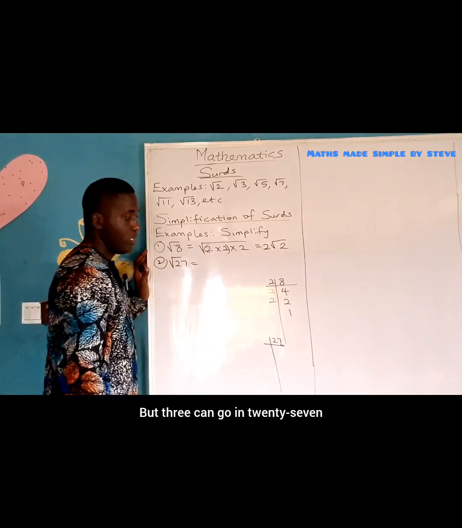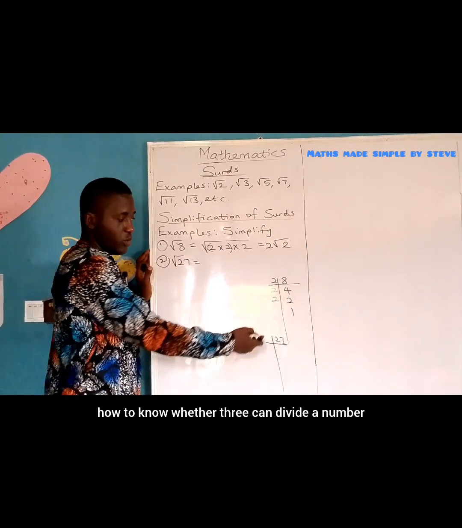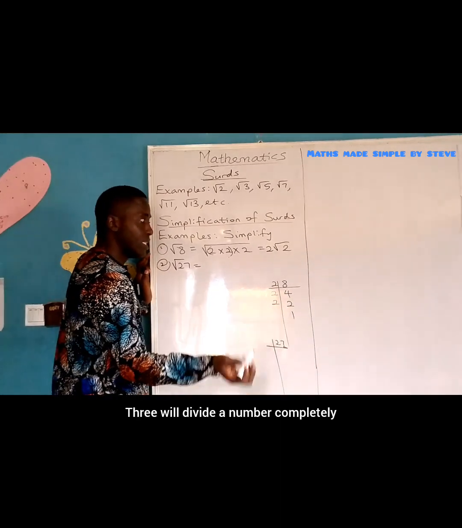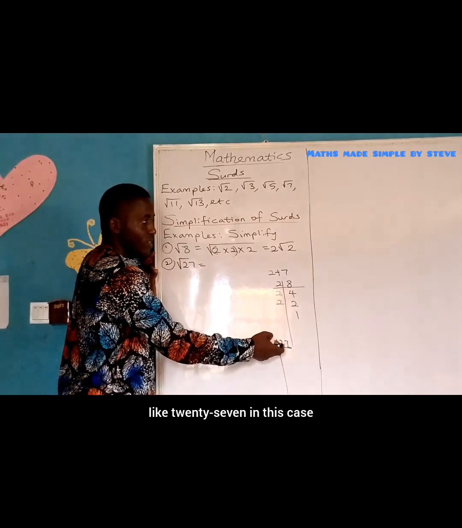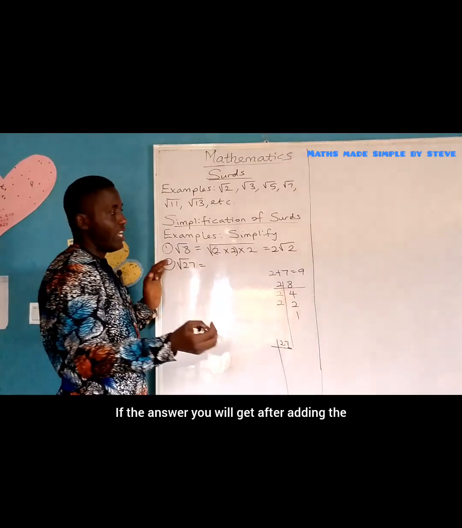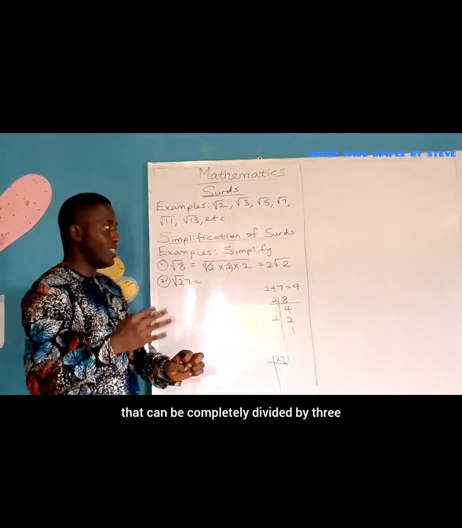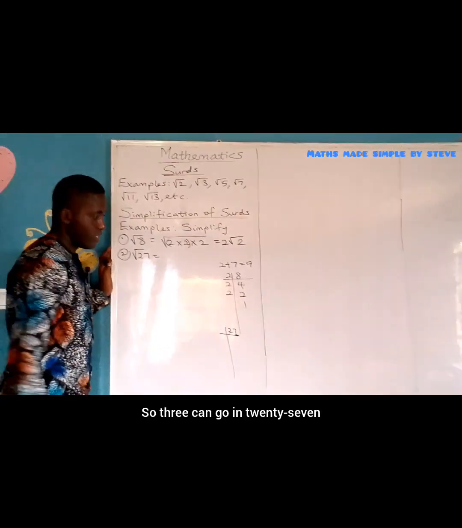But 3 can go in 27. Maybe I should give you a clue on how to know whether 3 can divide a number. 3 will divide a number completely if the addition of the digits of that number, like 27 in this case, 2 plus 7 gives 9, gives a number that can be completely divided by 3. Then 3 will go in that number. So 3 can go in 27.